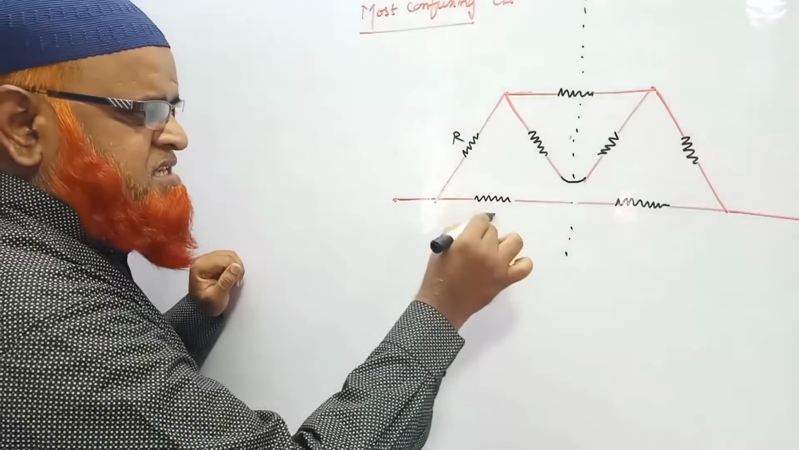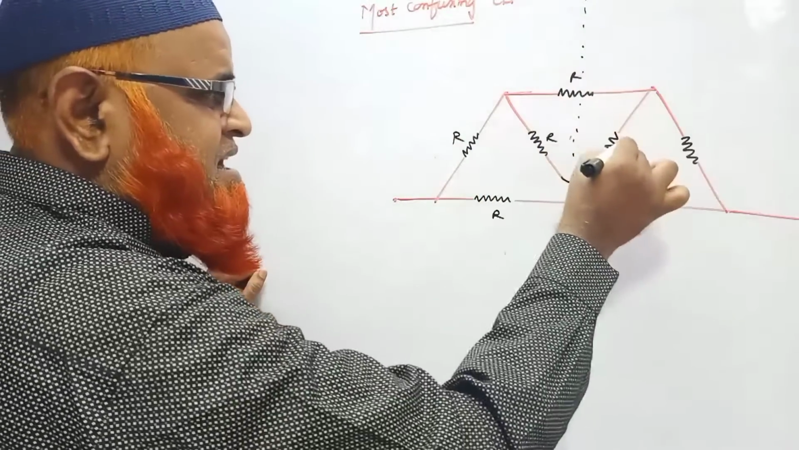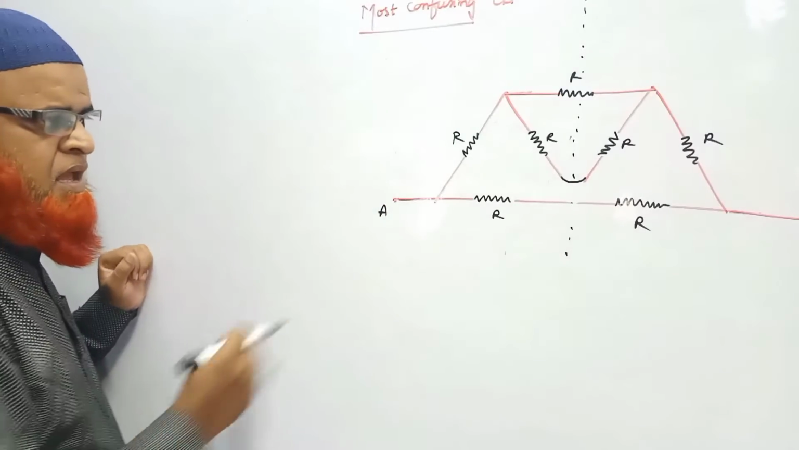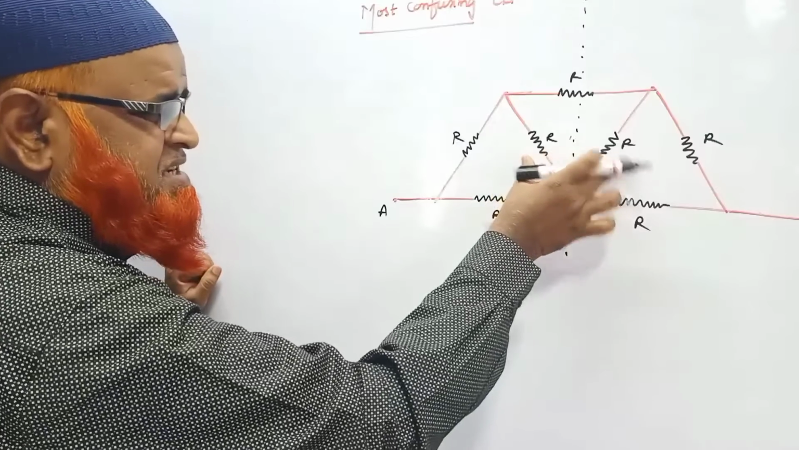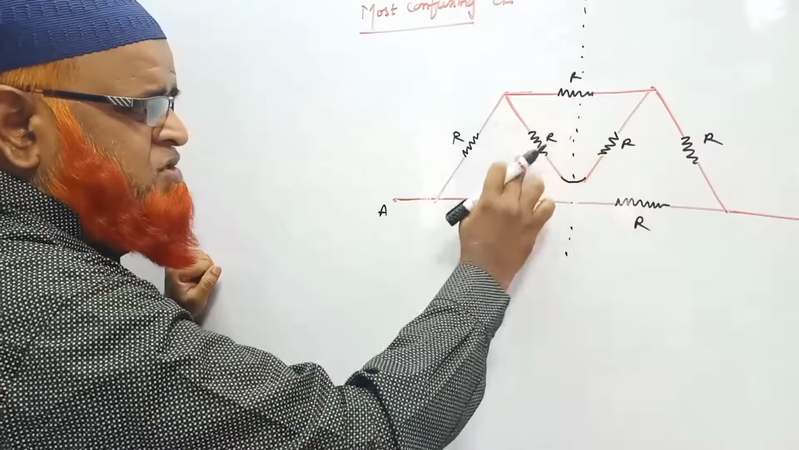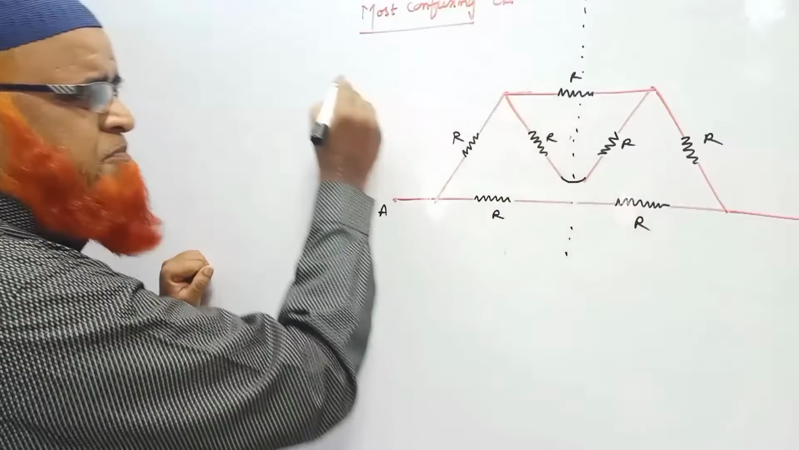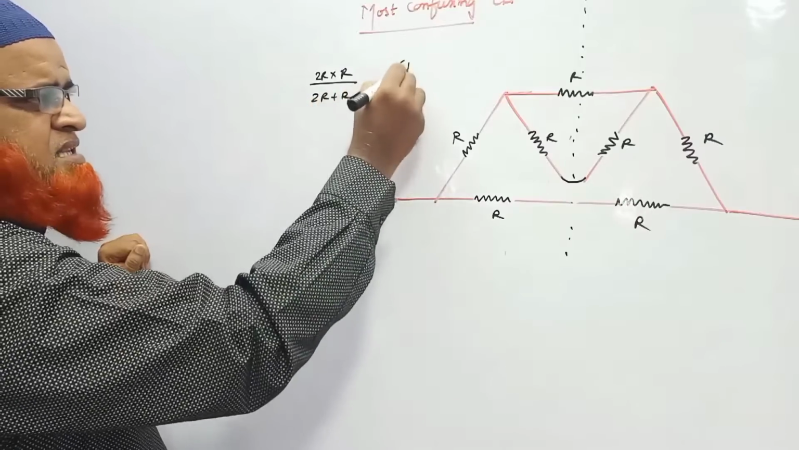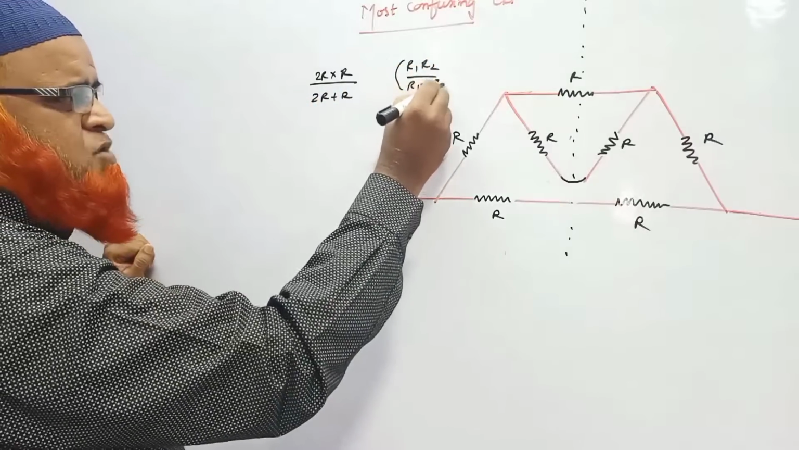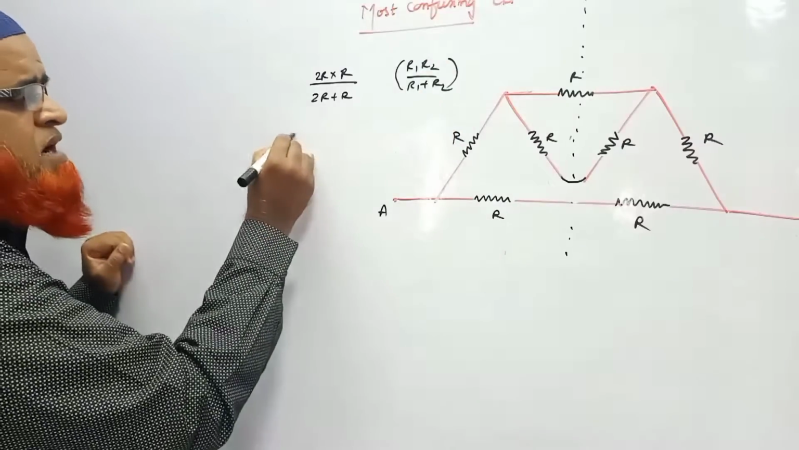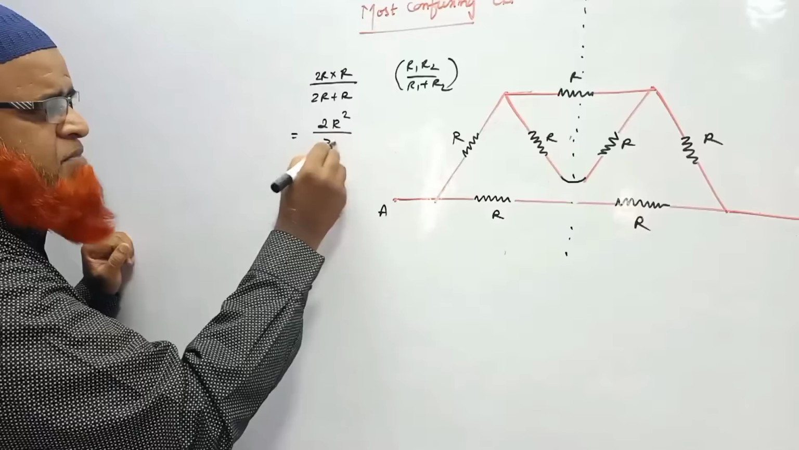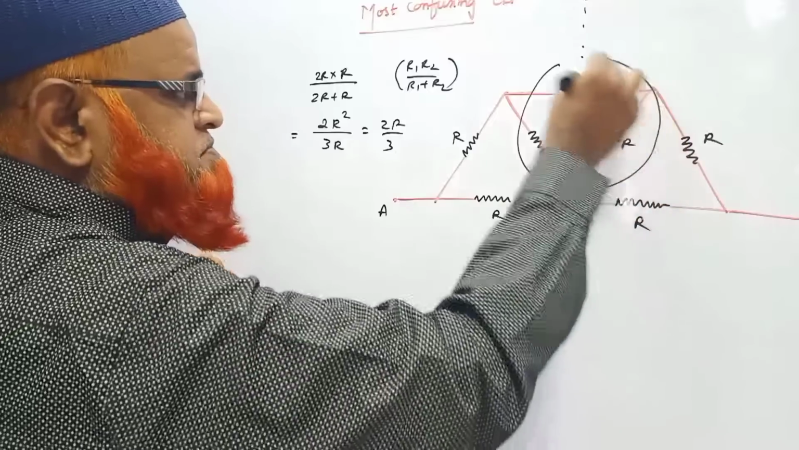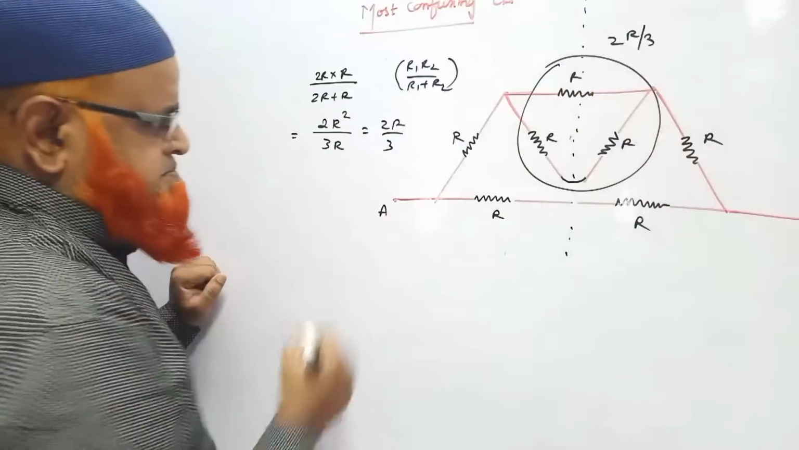Let us imagine the resistors which are connected to this are R. Then what is the answer? You have to find the resistance across AB. And this is 2R connected in series. And this is connected in parallel. So 2R and R are parallel. So you can write 2R into R by 2R plus R. This is because R1 R2 by R1 plus R2 is the general formula. You can write this as 2R square by 3R. 2R by 3 is the solution for this part of the circuit.